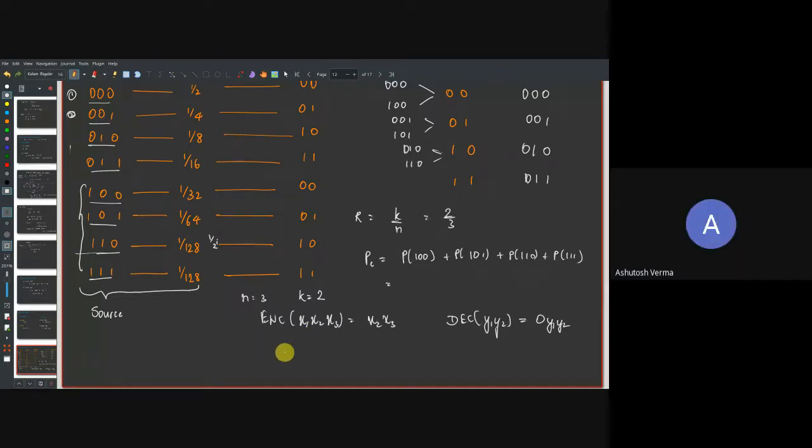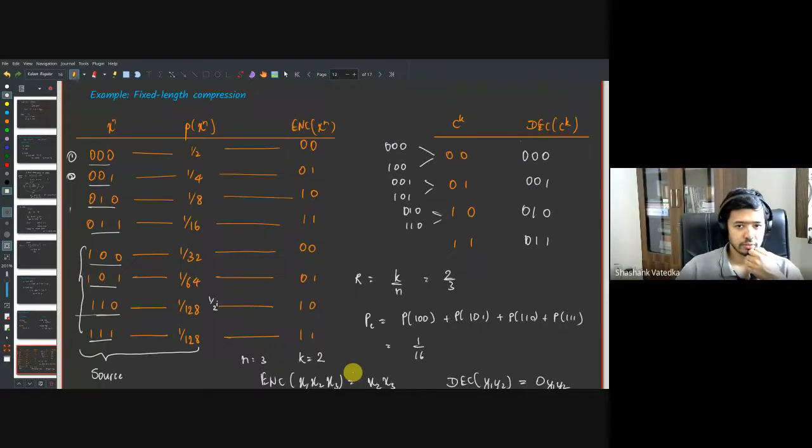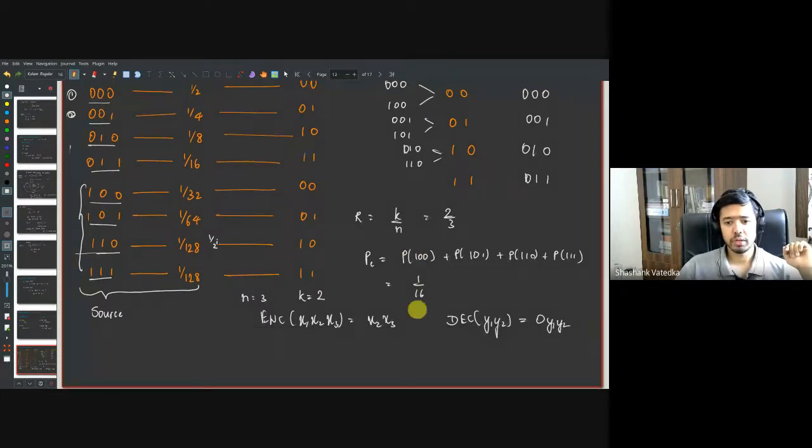One over 16, sir. It's going to be 1 over 16. Right? So, okay. So this is an example of a fixed length compressor whose rate is 2 by 3 and the probability of error is 1 over 16. Okay, fine. So it's clear that you obtain some level of compression and the probability of error is small.